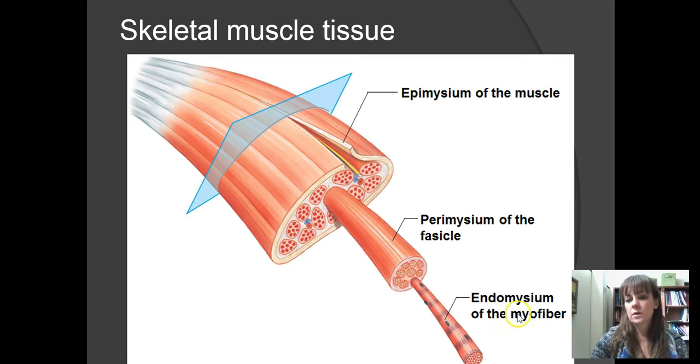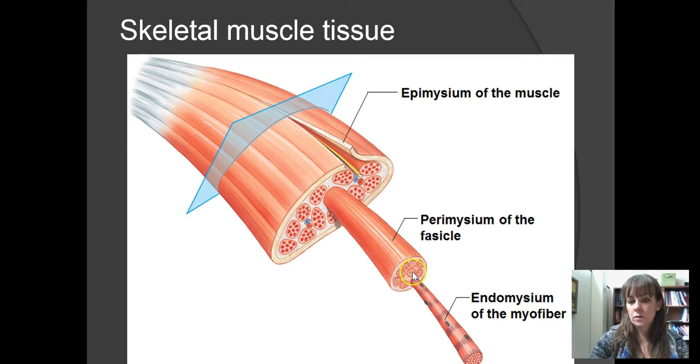First we're going to be looking at what's called the myofiber. The myofiber is the muscle cell. They are the same thing. And each muscle cell, each myofiber, is going to be wrapped up in an individual wrapping of connective tissue. That individual wrapping is called the endomysium.